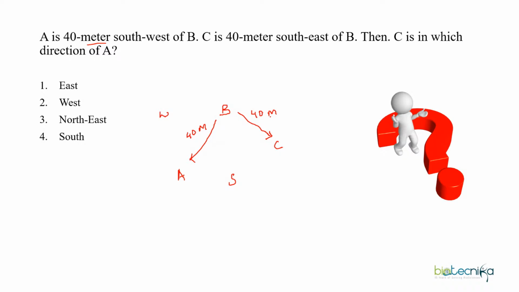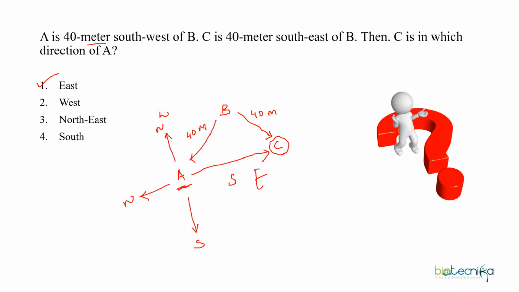Then C is in which direction to A? That means we have to find out in which direction C is from A. So if we see from the diagram, if we consider this is north, this is south, for A this will be west. So obviously C will be on the east side of A. So our correct answer will be option number 1, that is east side of A. Okay, understood?